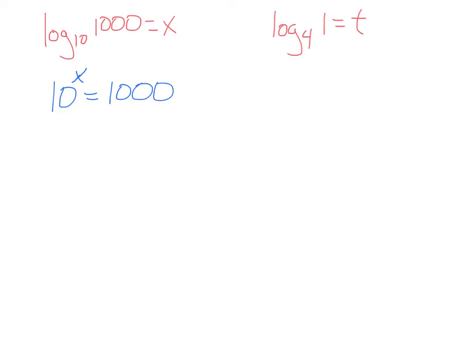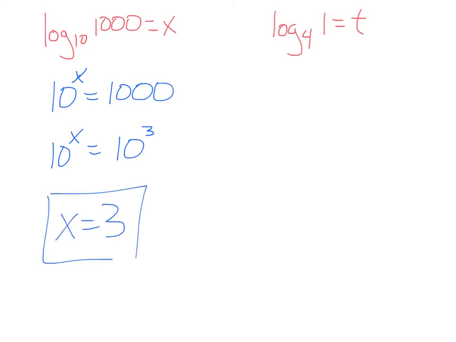Now we're going to use the principle of exponential equality, and we're going to get the bases the same. And again, I always deal with the bigger base. So we're going to rewrite this as 10 to the x equals 10 to the third. Since we have the same bases, we can set the exponents equal to each other. And so we know that x equals 3.